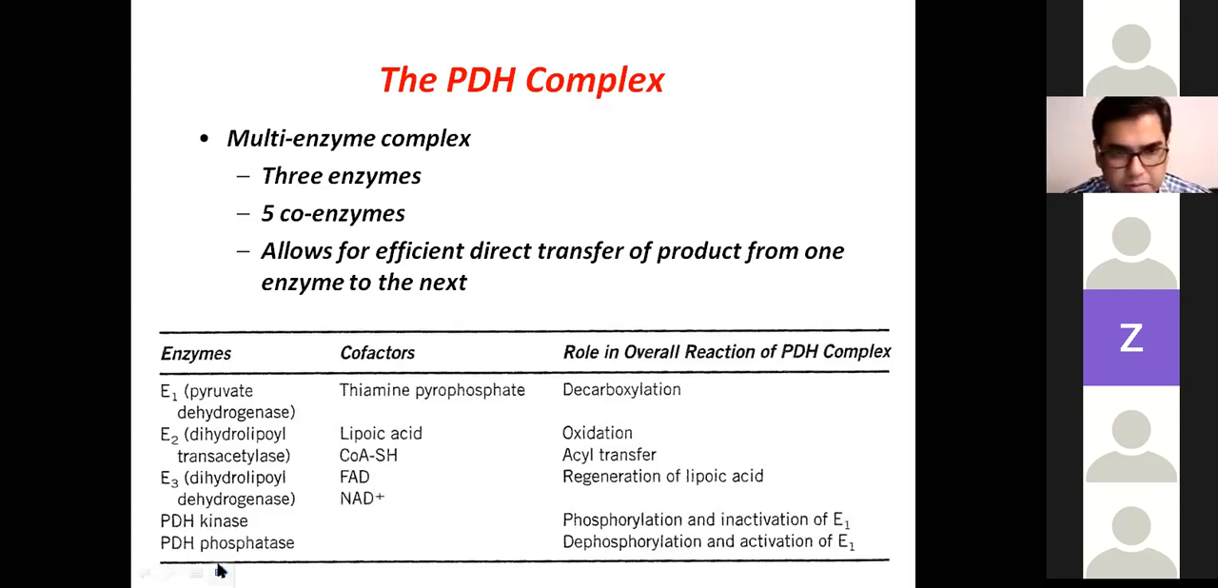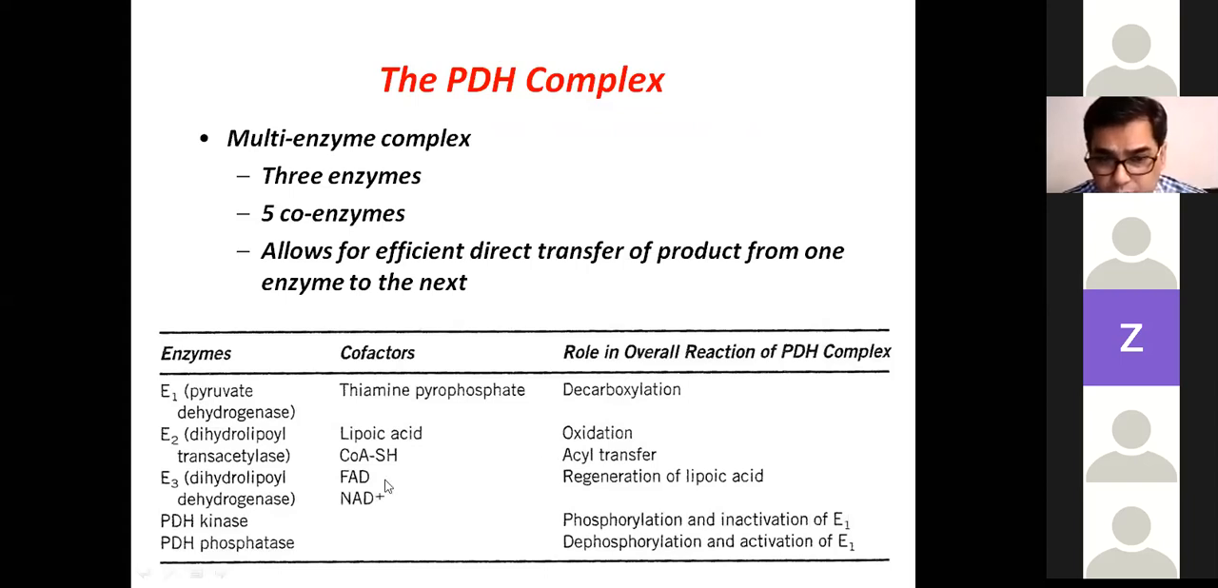Three enzymes and five coenzymes or cofactors in them. And these are the names of the cofactors and these are the names of the enzymes. So you have to learn them, you have to remember them by their names. Okay, you can use a mnemonic to learn them, to memorize them.